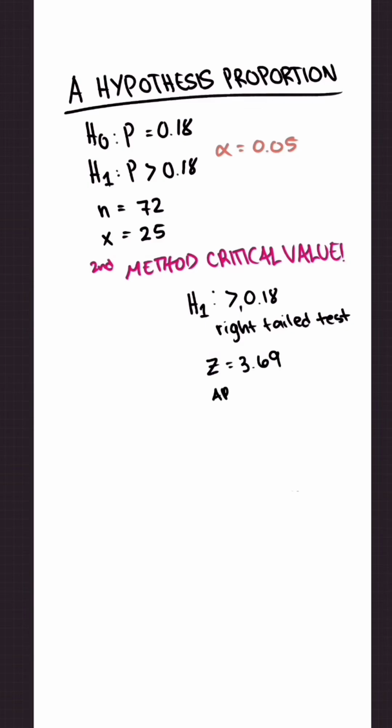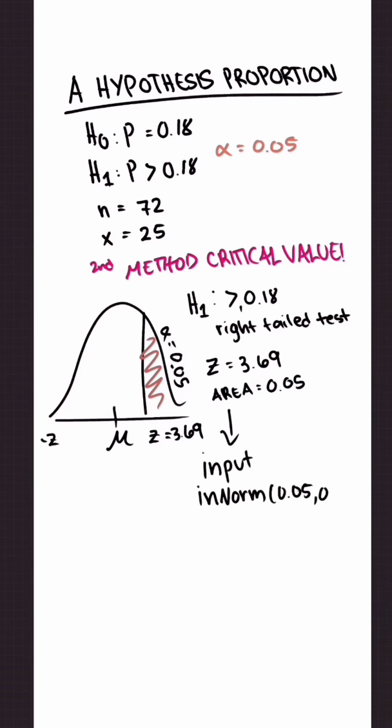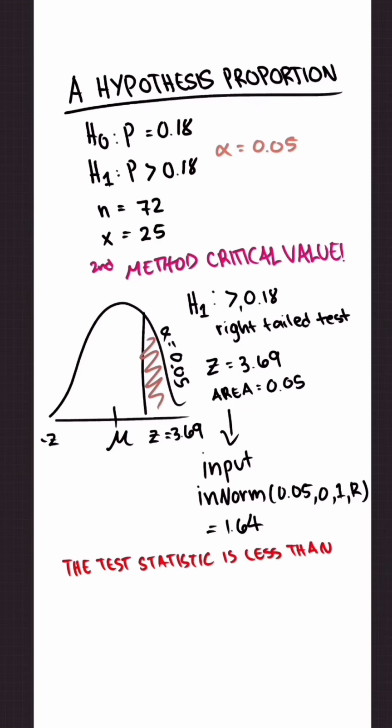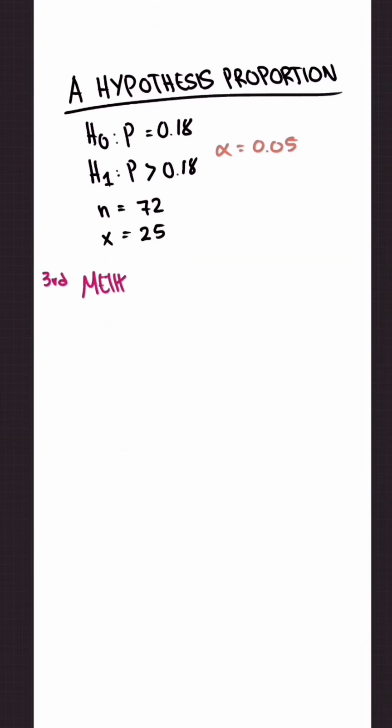On the second method, it's going to be critical value. Our tail is a right tail test. We got our z-score from earlier, it's 3.69. And I get the area from alpha, which is 0.05. I'm going to input that in invNorm. It's going to calculate 1.64. Since the test statistic is greater than the critical value, this once again confirms that I reject the null hypothesis.